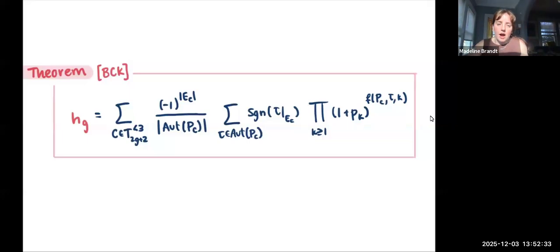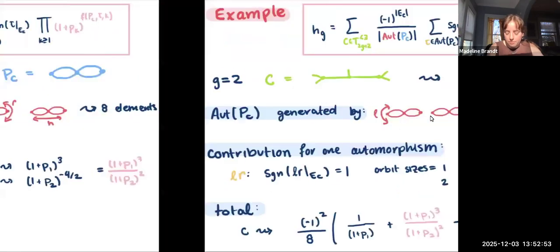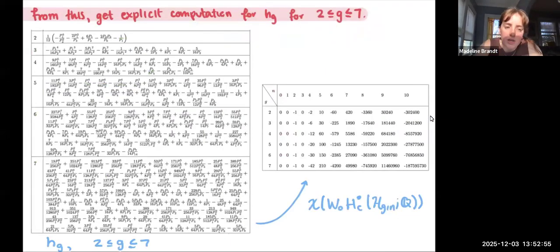I'm not going to get too into the details, but what the theorem says is that I can look at a finite sum of trees and then do some computation, and that will give me this Sn equivariant Euler characteristic. Doing that, we're able to get an explicit computation done for g up to 7 of what this weight zero compactly supported Euler characteristic is. And you can actually recover the ordinary numerical weight zero Euler characteristic from this. So that's what the table is.